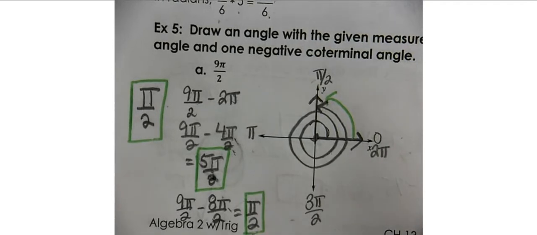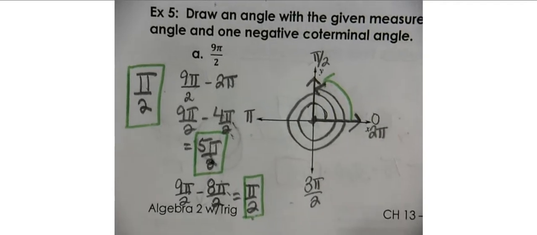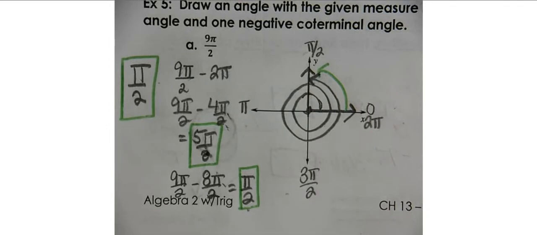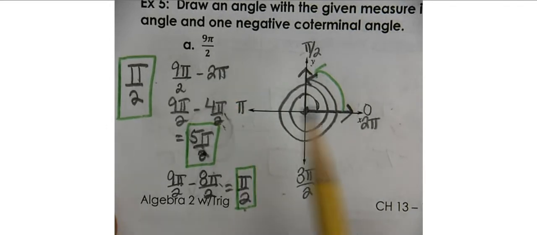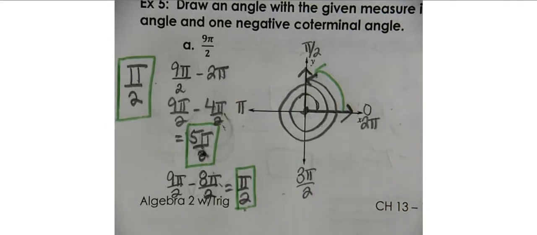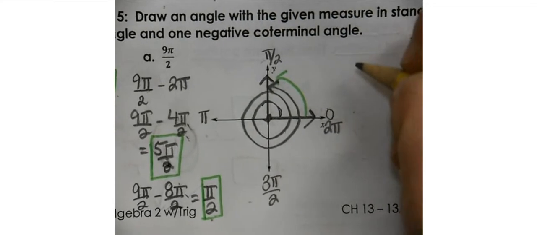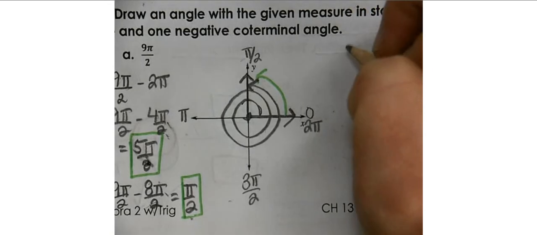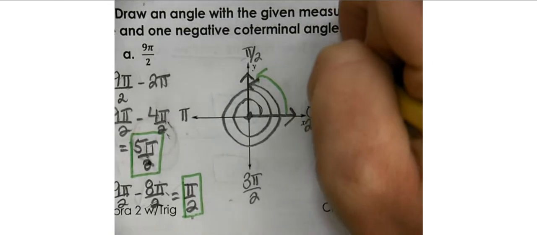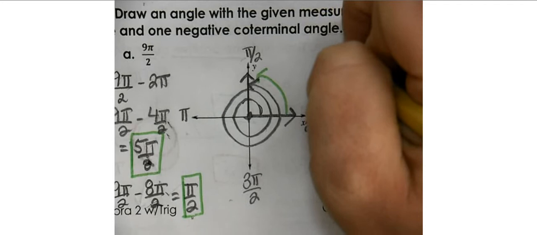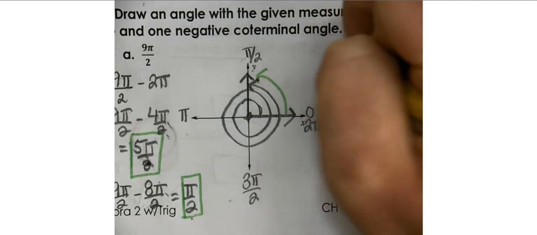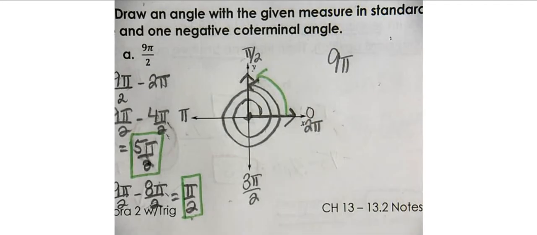So now we need to come up with a negative answer. That means that not only do we need to go around the circle or subtract away 2 pi or 4 pi, we now need to subtract another set of 2 pi, which is 6 pi. 6 pi is equivalent to 12 pi over 2. So now I'm going to go 9 pi. Does that make sense? Yep.